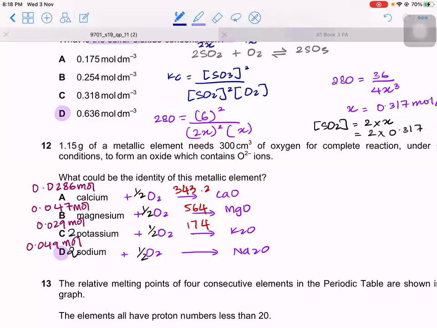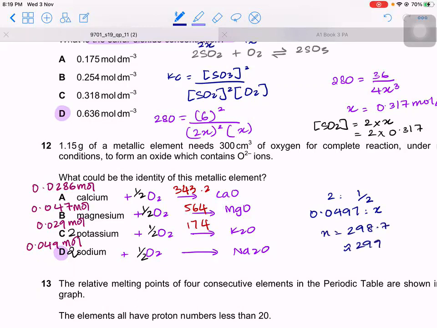So basically, we find the moles of sodium, which is 1.15 divided by 23.1. Once you find the moles, you know the ratio is 1:half. So whatever the moles are, which are 0.0497, you will find the moles of oxygen. Once you find the moles of oxygen, the ratio is 2:half. So you find the moles, they come out to be 0.0497. You find the moles of oxygen and multiply it by 24,000, and the volume comes out to be 298.7.